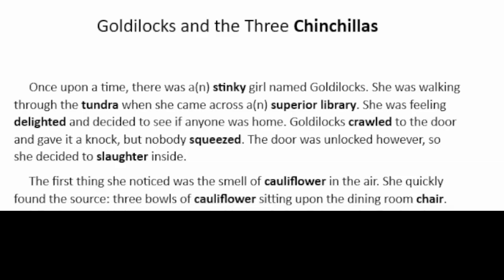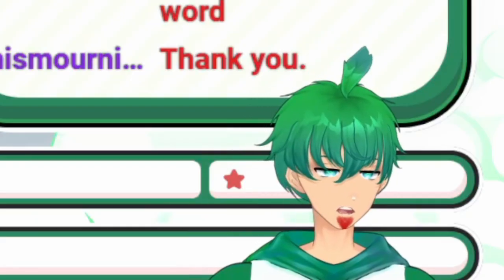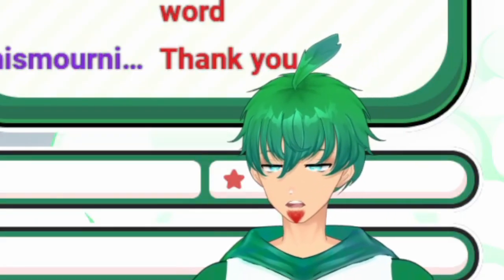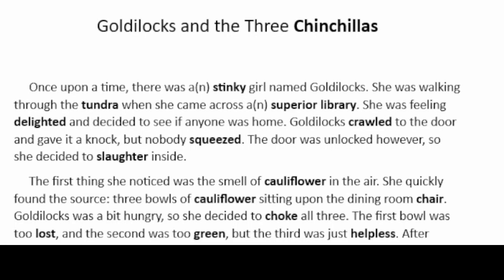The first thing she noticed was the smell of cauliflower in the air. She quickly found the source. 3 bowls of cauliflower sitting upon the dining room chair. Just 1 dining room chair. That's all you need. Goldilocks was a bit hungry, so she decided to choke all 3. The first bowl was too lost. The second was too green. But the third was just helpless.